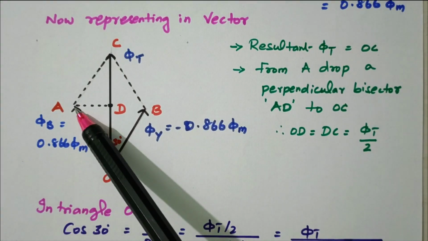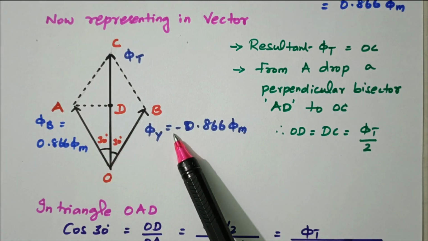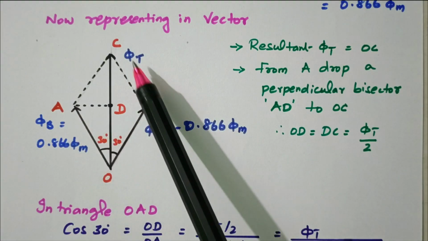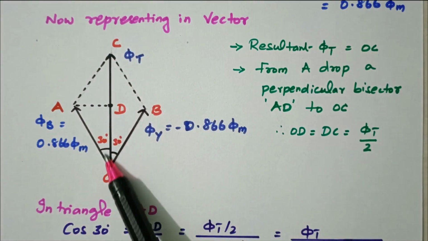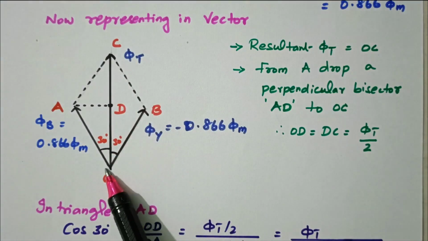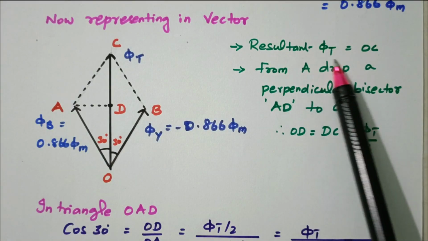So this is position 1, where φr plus φb minus φy. φy is 0, so it is represented as 0, A, B and C. φt is the total flux. Here one perpendicular line is drawn, that is point D. The point D is exactly the bisector, so these distances are equal. So the resultant φt is OC.